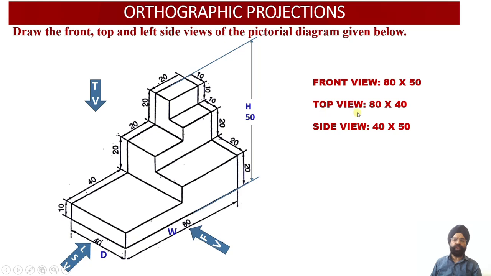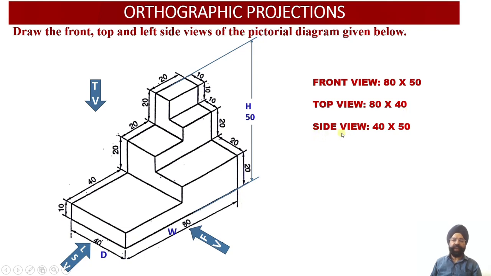Now we move on to the top view. In the top view, the two dimensions involved are the width of the solid, which is again equal to 80 millimeter, and the depth of the solid, which is equal to 40 millimeter. So the top view dimensions will be 80 millimeter multiplied by 40 millimeter.